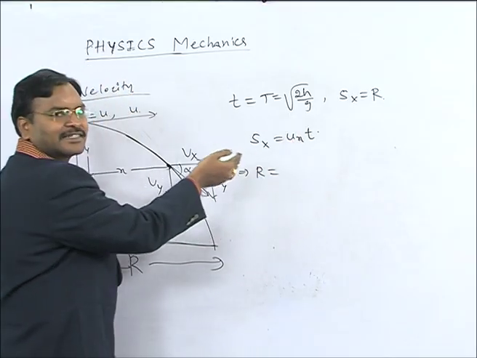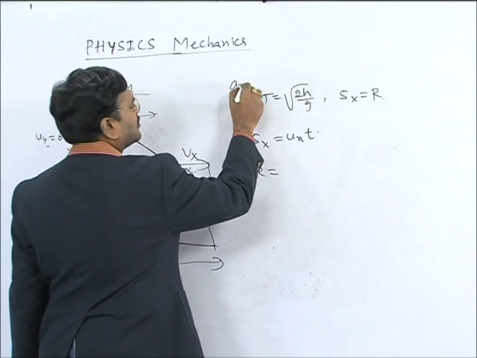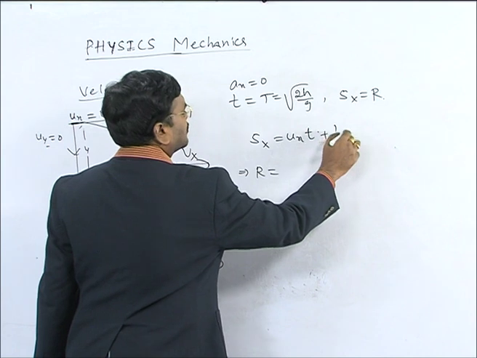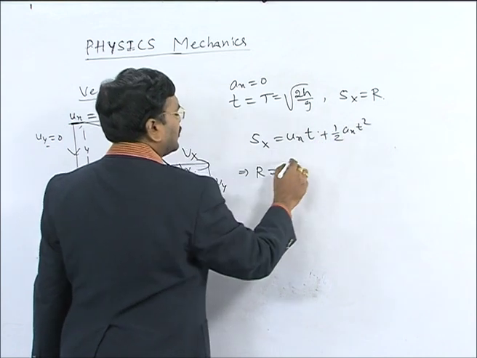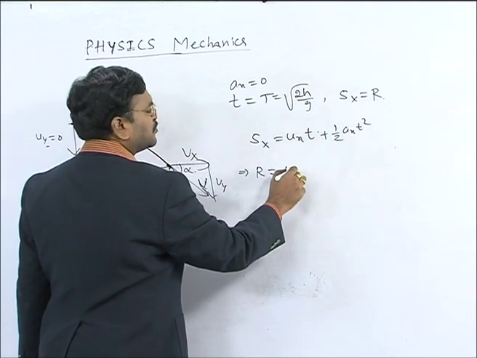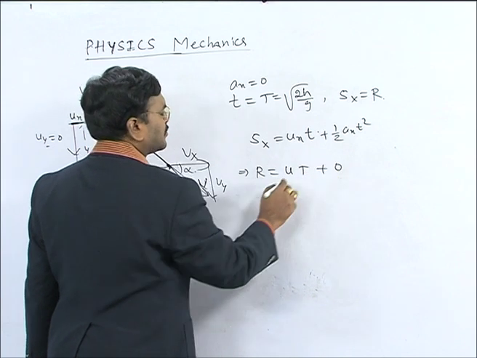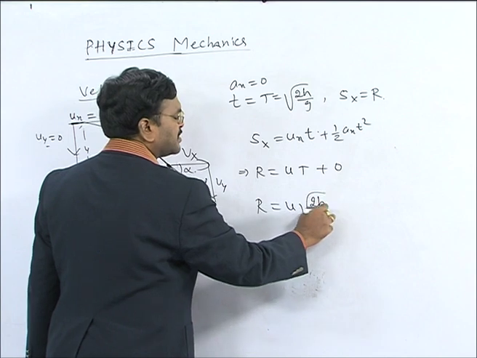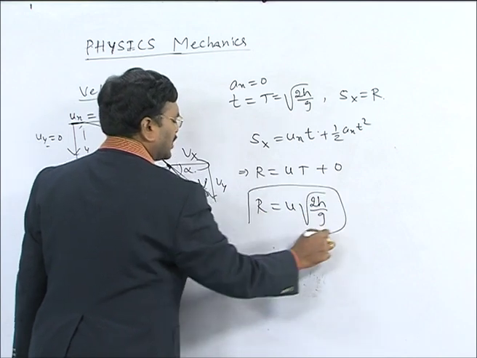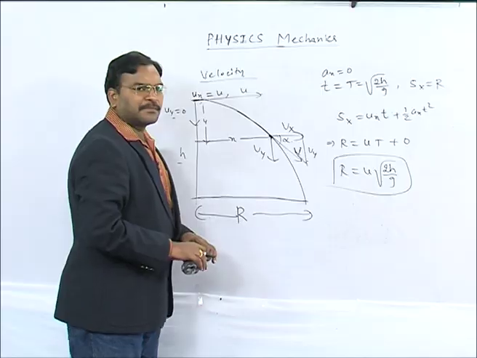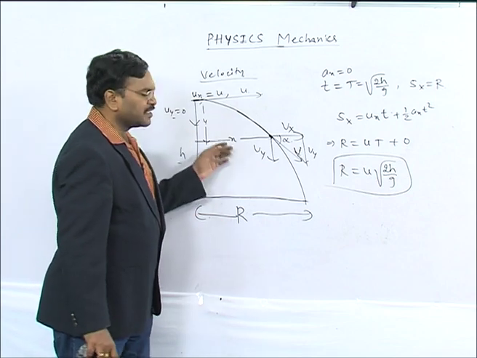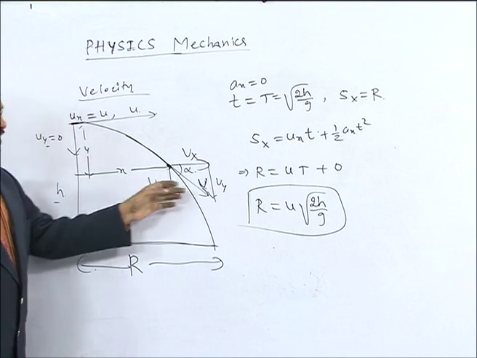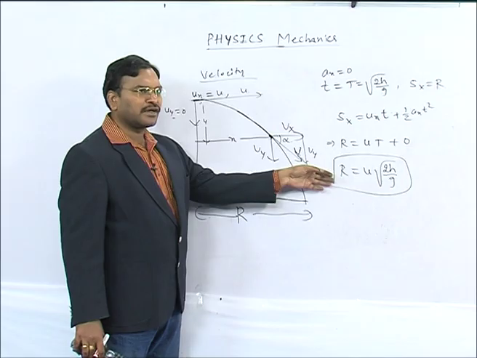Now we substitute here. In the horizontal direction there is no acceleration, Ax is 0. Sx is equal to Ux into T plus half of Ax into T square. Ux is U, T is root of 2h by G, Ax is 0. Now R is equal to U into root of 2h by G. This is the range of a body projected horizontally. Range of a horizontal projectile is R equal to U into root of 2h by G.